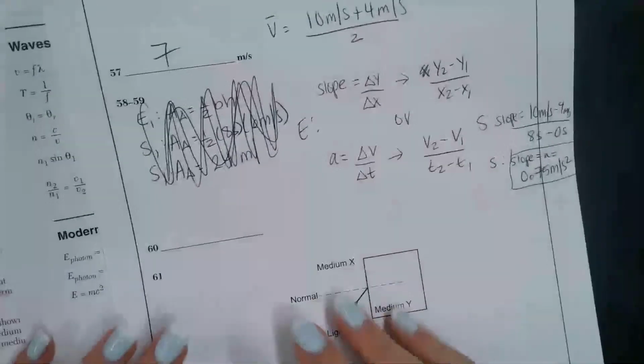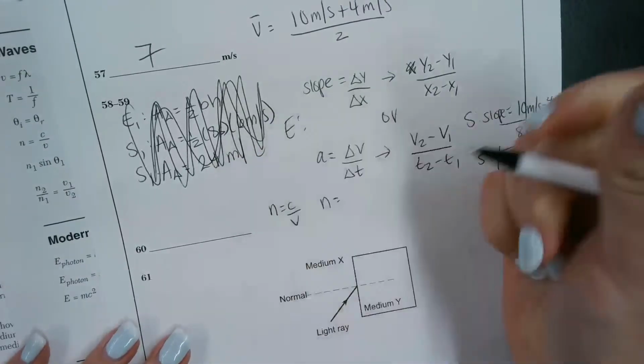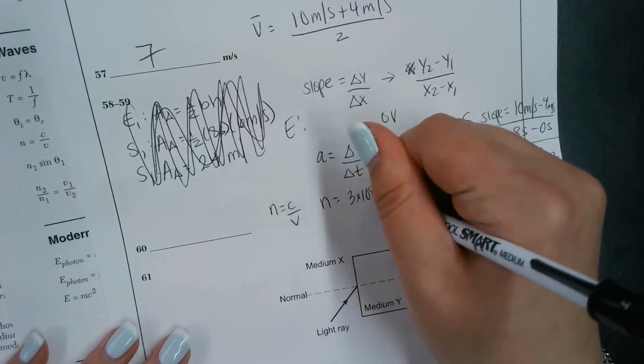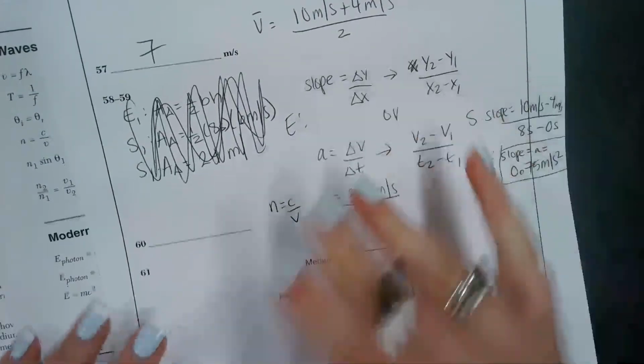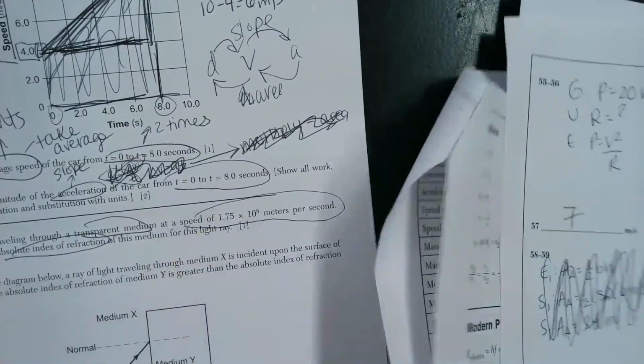So n equals c over v. c is the speed of light in a vacuum. So that can be found on page 1. So that's 3 times 10 to the 8 meters per second over, they're saying it moves in this new medium at 1.75 times 10 to the 8.